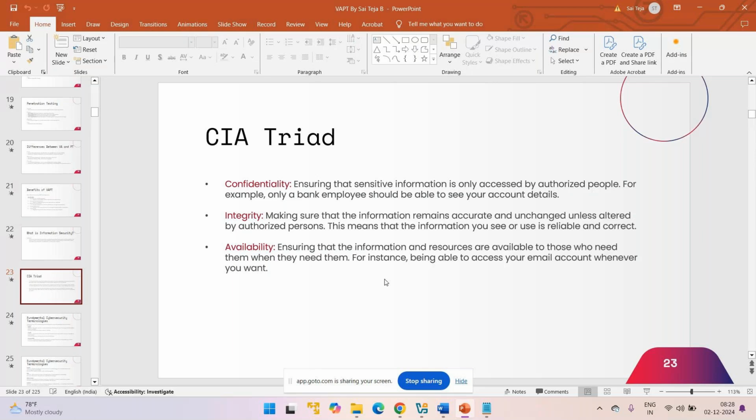So as an information security consultant or information security professional, our responsibility is to provide confidentiality, so that the sensitive information is only accessible to the authorized people, and no one except the authorized people has access to modify or delete anything. Understand, guys, these three terminologies: confidentiality, integrity, and availability.